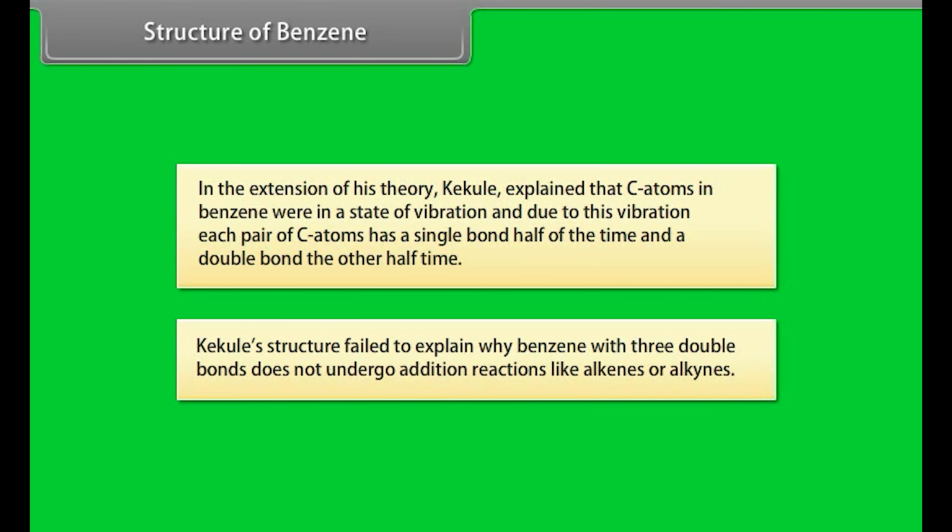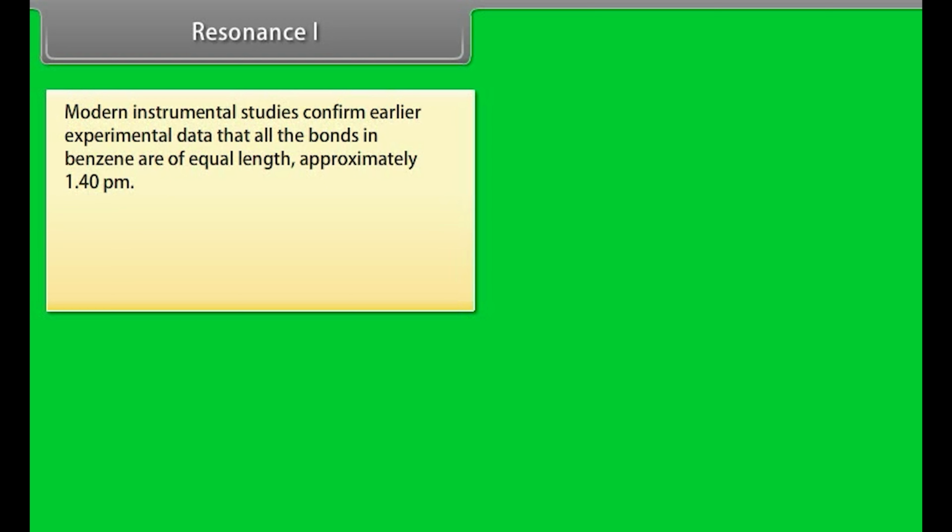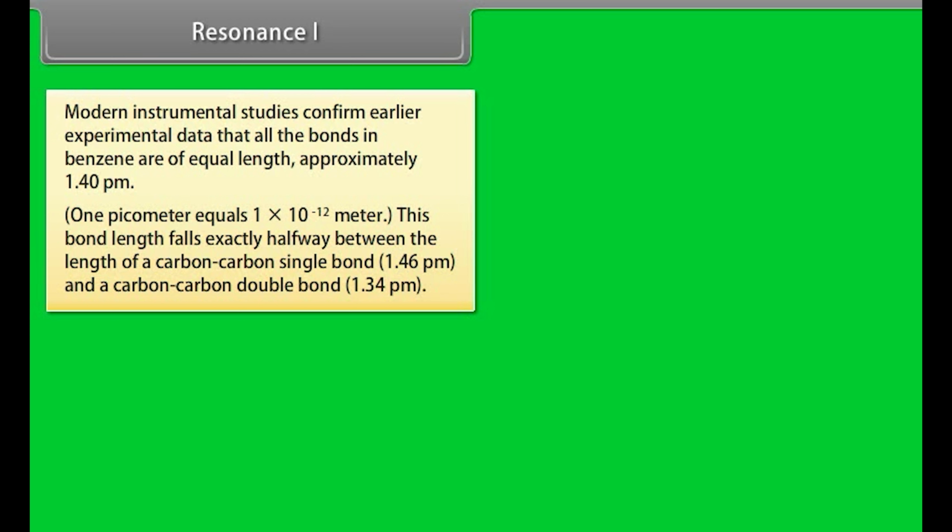The Kekulé structure failed to explain why benzene, with 3 double bonds, does not undergo addition reactions like alkenes or alkynes. Resonance. Modern instrumental studies confirm earlier experimental data that all the bonds in benzene are of equal length, approximately 1.40 picometer. 1 picometer equals 1 into 10 raised to the power minus 12 meter.